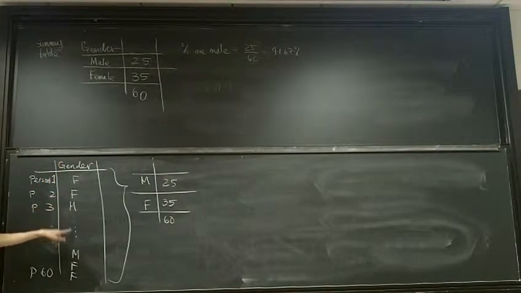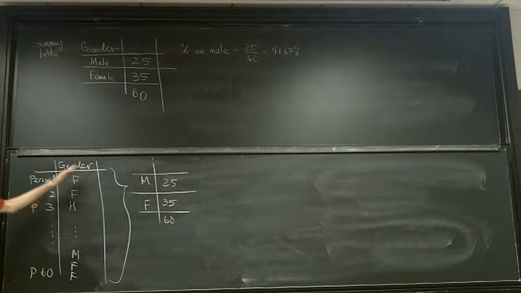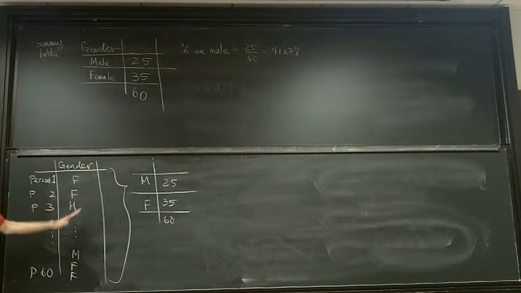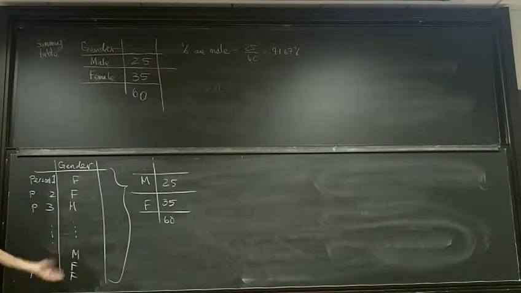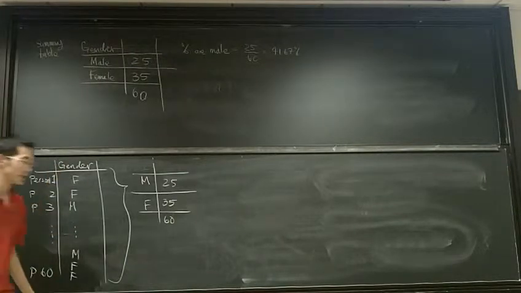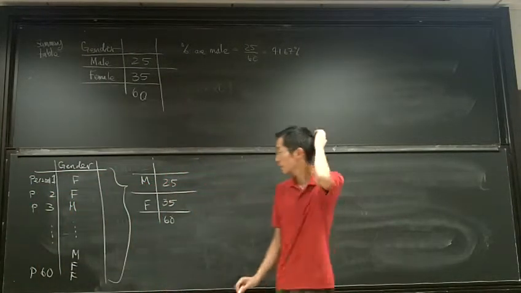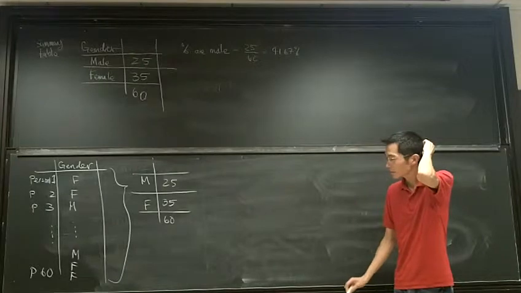Some people get confused with the dots. This is just to show that I'm not listing out all 60 people in this classroom, just the first 3 and the last couple.